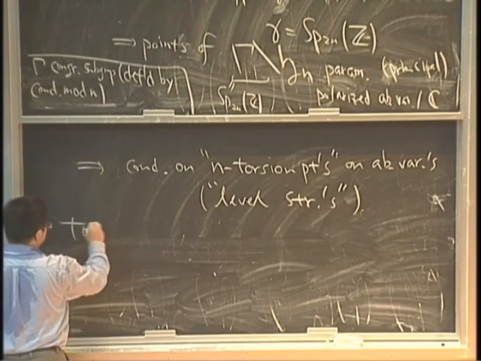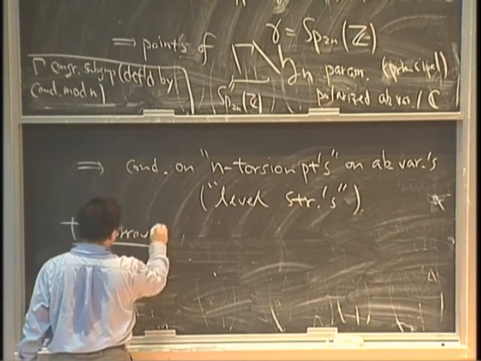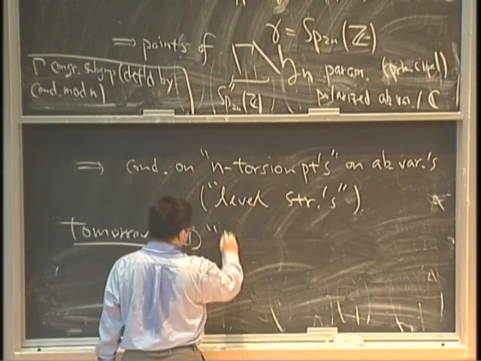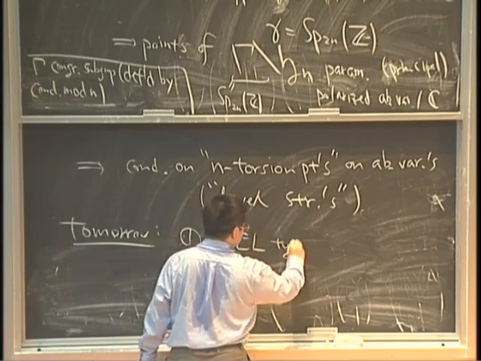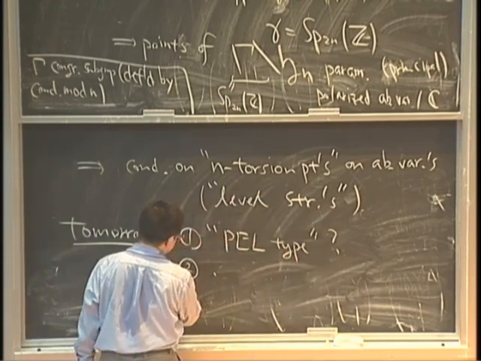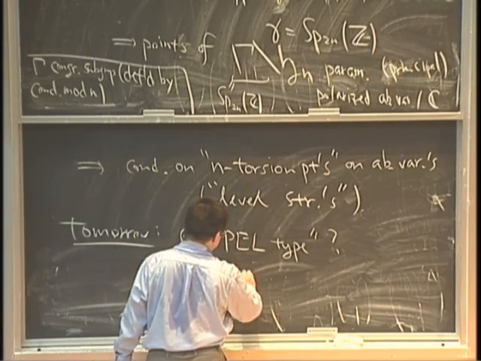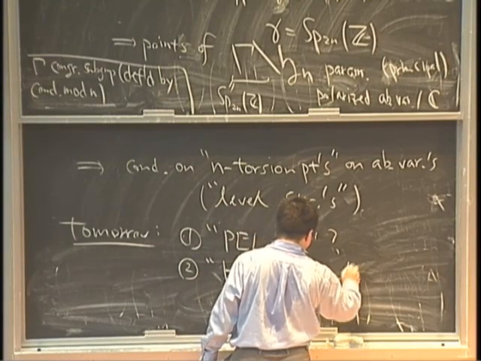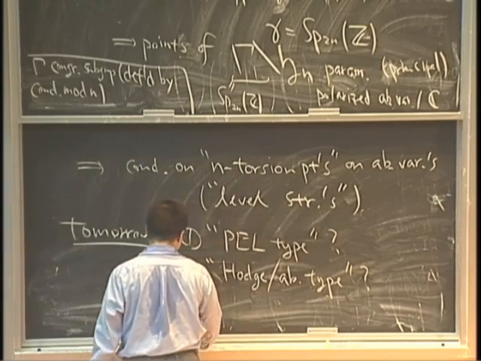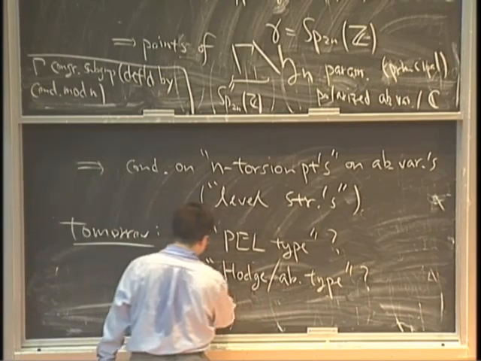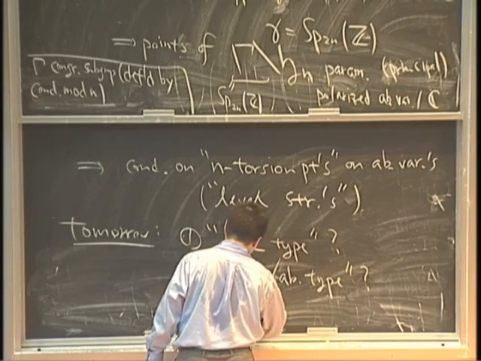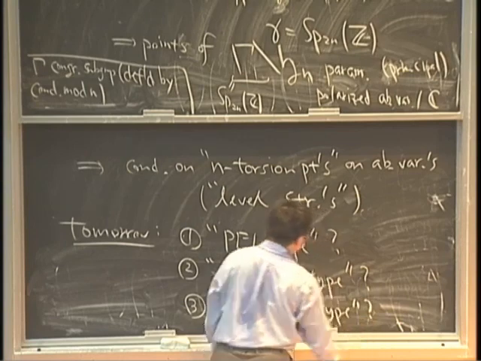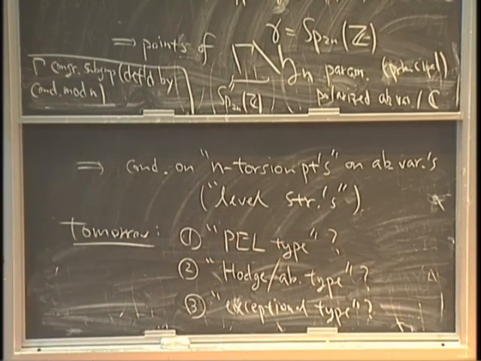So let me give you what we might talk about tomorrow. I'm going to give you more examples. For example, I'm going to tell you what PEL type things are, and also what the Hodge or abelian types are. Well, in fact, it depends on whether we have time. We also can talk about exceptional types, well, not all of them. And if we have time, we can even move on to the next topic.